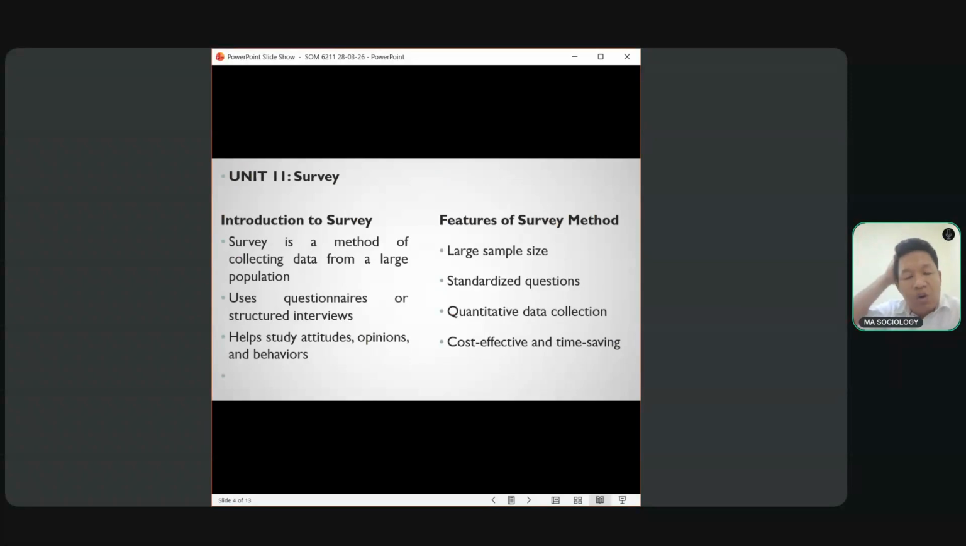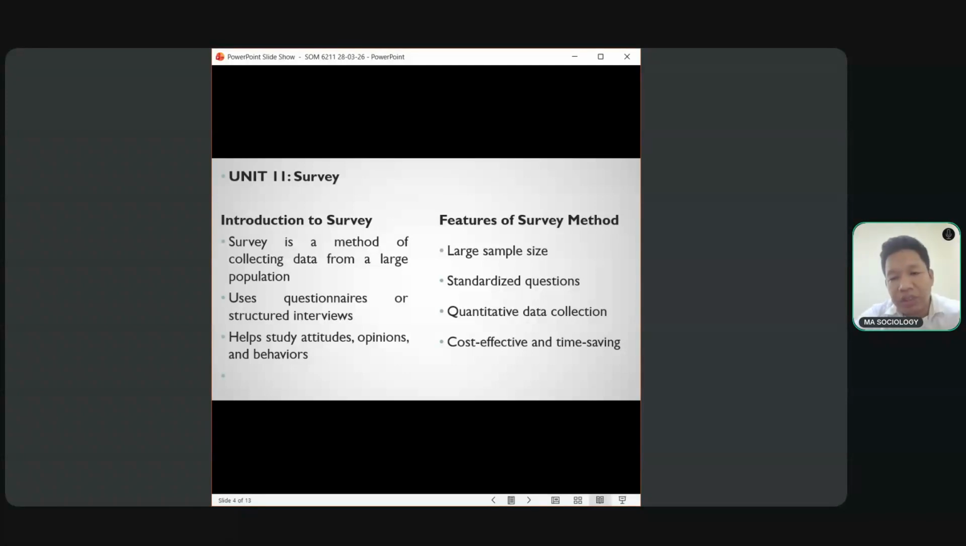So what are survey methods in unit 11? Survey is basically done to understand large questions of the populations. It may use questionnaires or structured interviews to get the findings through surveys. Survey is the method of collecting data from large populations. As I have already said, it helps to understand attitudes, opinions, and behaviors.